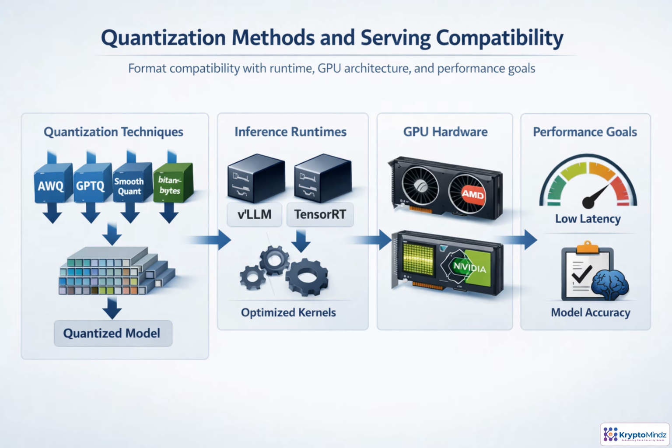The serving stack matters just as much as the quantized model. Methods like AWQ, GPTQ, SmoothQuant, bitsandbytes, or FP8 each produce formats that depend on the runtime and hardware underneath. After conversion, ask one question first. Does your serving stack have optimized kernels for this exact model and format? If not, a smaller model can actually run slower. Validate support in vLLM or TensorRT, check GPU capability, then benchmark both latency and output quality. Memory savings only matter if the deployed system is faster, stable, and still accurate.